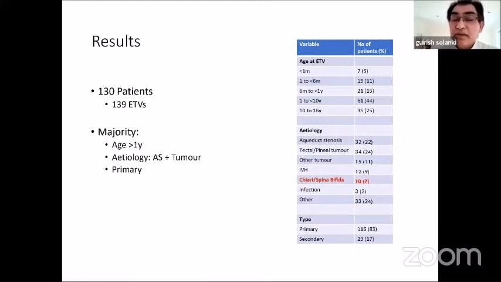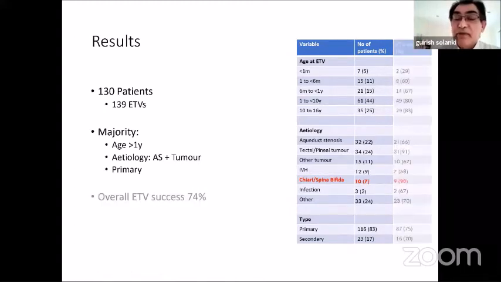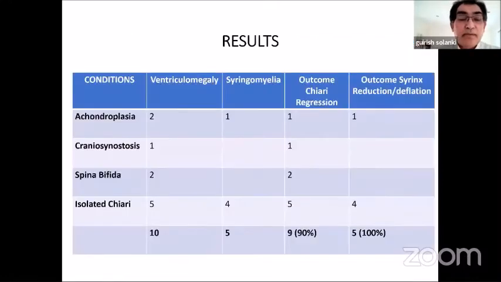This study was done several years ago, but of the 7% of the children who underwent ETV for Chiari in spina bifida, 9 out of 10, that's 90%, had a successful outcome. And this included patients with achondroplasia, craniosynostosis, spina bifida, isolated Chiari, and of the isolated Chiari, for example, 4 patients had syringomyelia in addition to ventriculomegaly, and 90% regression with deflation of the syringomyelia in all cases.